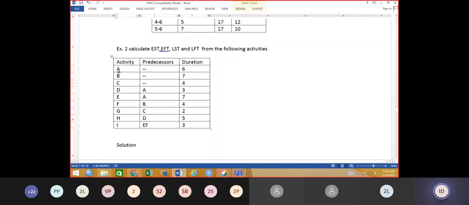Say A, B, C, the parallel activities. From A node, two nodes have been created, D and E. From B and C, F and G are created. And from D, H is created. And from E and F, I is created. Very simple.